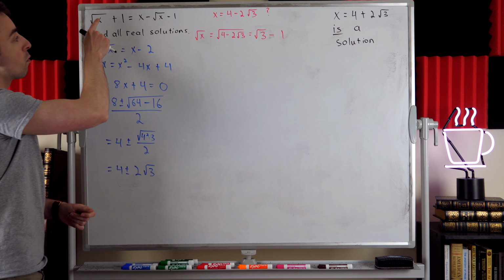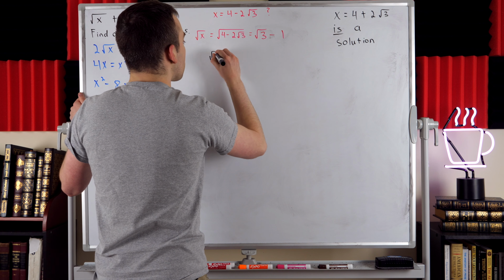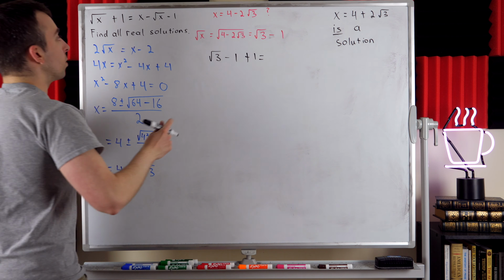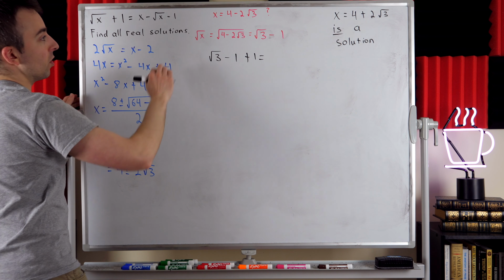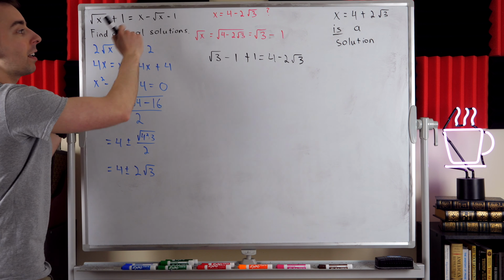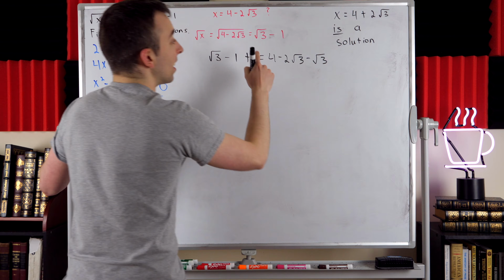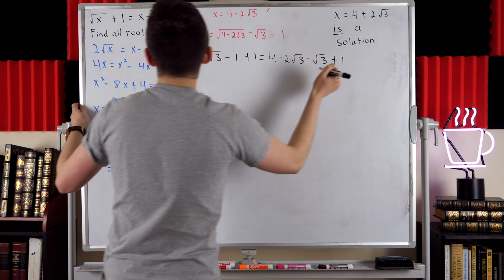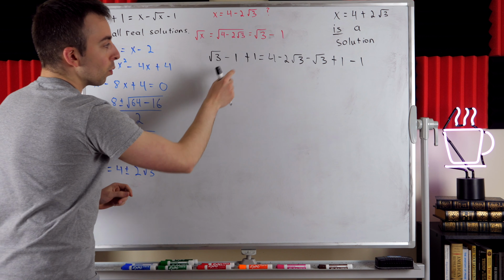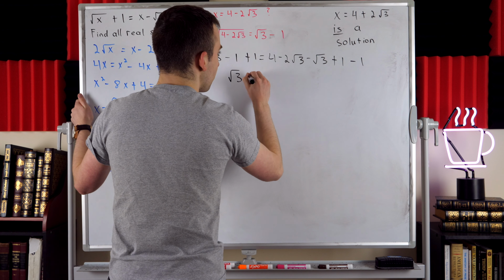On the left, square root of x plus 1. What is that? Well, we know the square root of x is root 3 minus 1. Then we have that plus 1. This is equal to, or is it, x, which is 4 minus 2 root 3, minus the square root of x. So that's minus the square root of 3 minus negative 1, which is plus 1, and then a minus 1 at the end. Here on the left, we have minus 1 plus 1, that's 0, so all that's left on the left is the square root of 3.